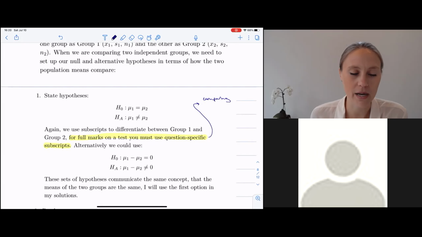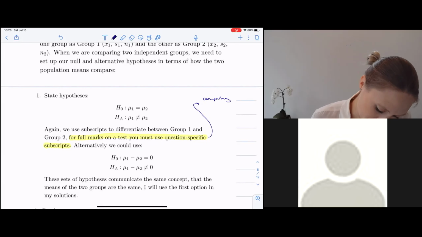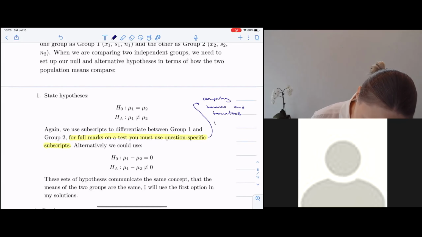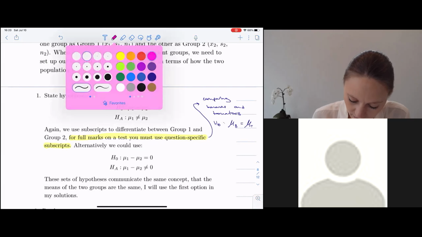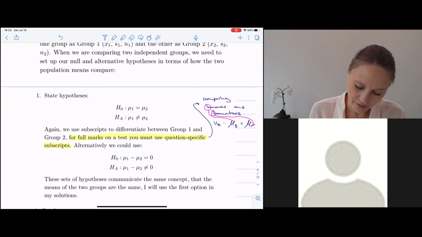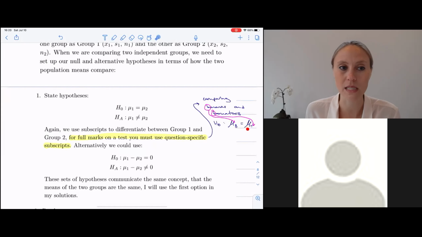If I'm comparing bananas and tomatoes, I have no idea why I would want to do that, right? But then my null hypothesis should be mu b equals mu t, right? Usually the subscripts are obvious from the questions, right? How does the mean of the bananas compare to the mean of the tomatoes? That's a weird example, but that's what I mean by question-specific subscripts.